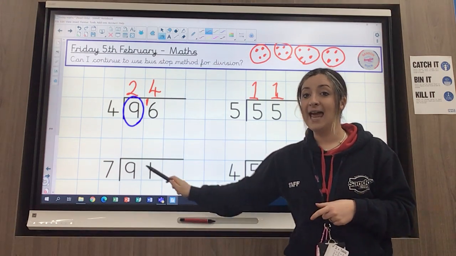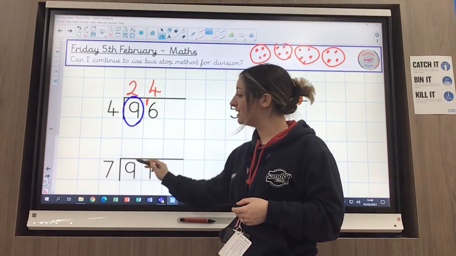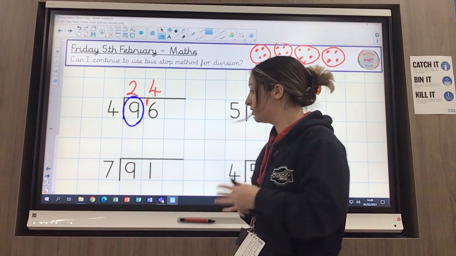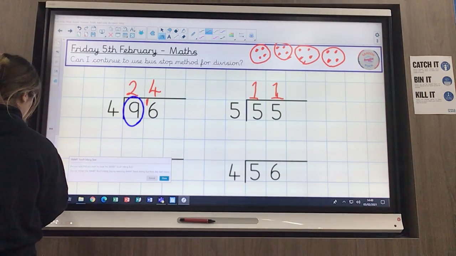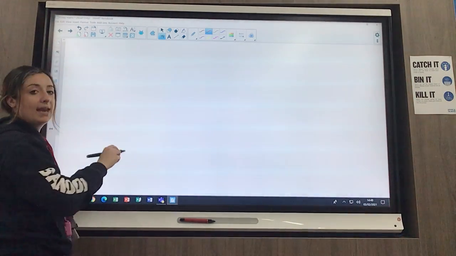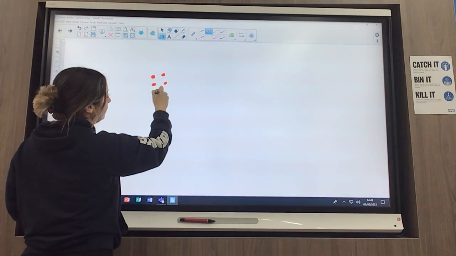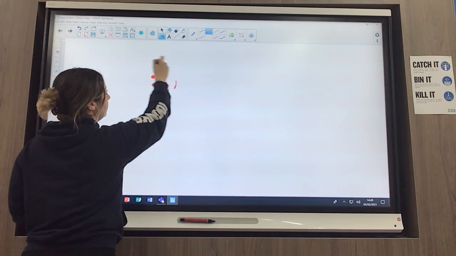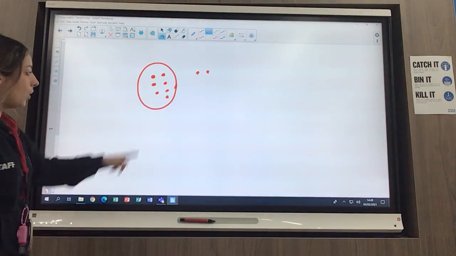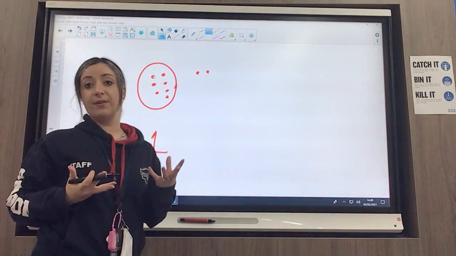Okay, so you should have got 91 divided by 7. We need to know how many equal groups of 7 can we make with 9. So let's just have a look on a larger scale. I've got 7, 1, 2, 3, 4, 5, 6, 7. There's 1 group, 8, 9. So I've got 1 group, but I've got 2 left over that don't fit into an equal group.